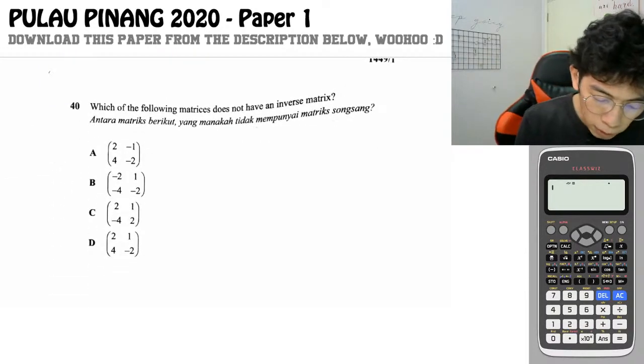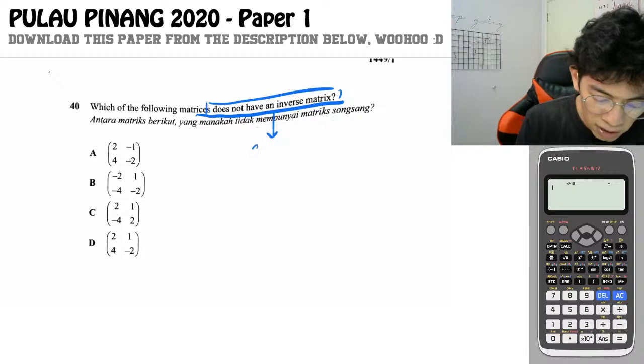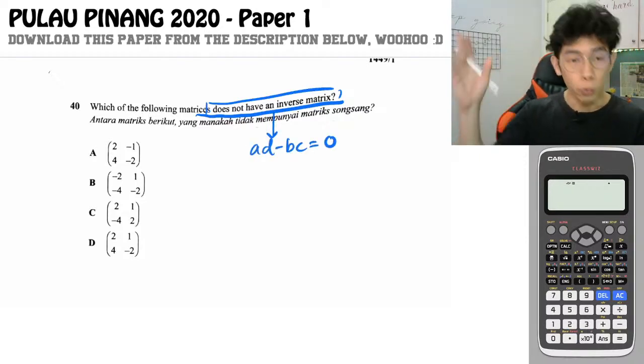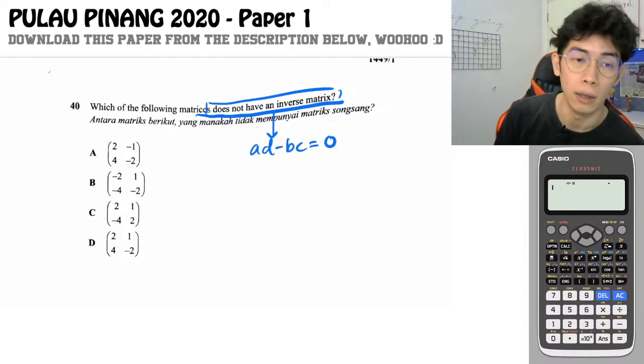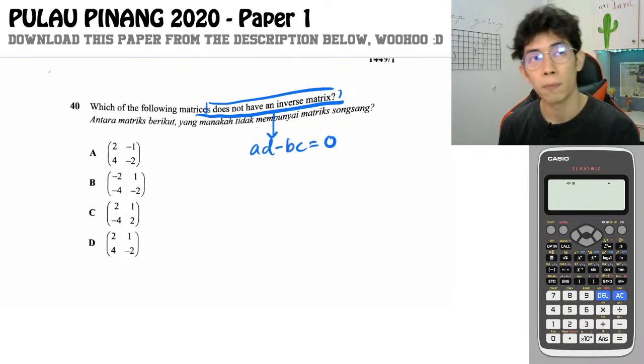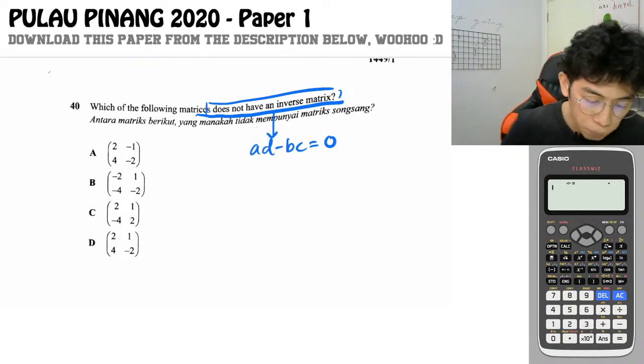Okay, then number 40. This is the very popular one: does not have an inverse matrix, AD minus BC equals 0. You can check out the YouTube video that I mentioned in my must-know questions playlist on my YouTube channel. So you can check that out.